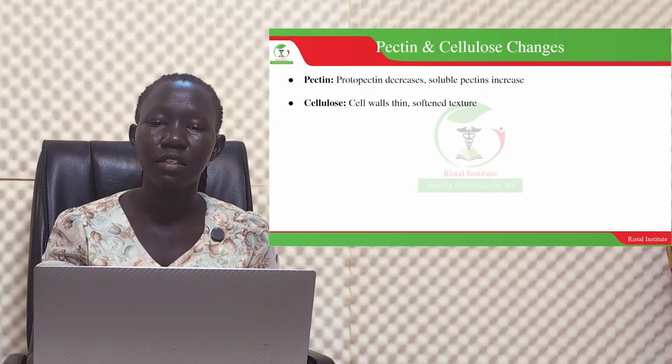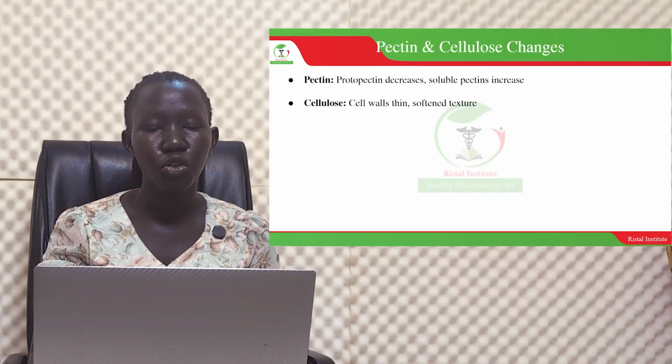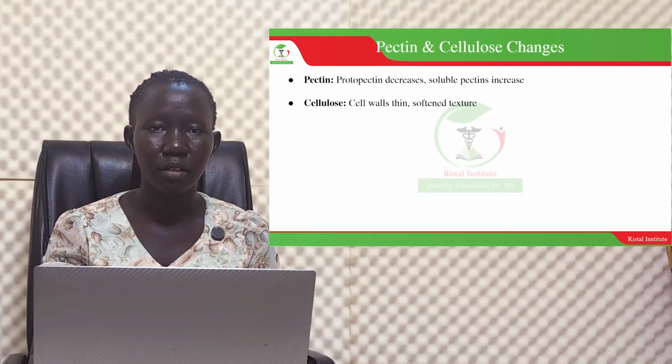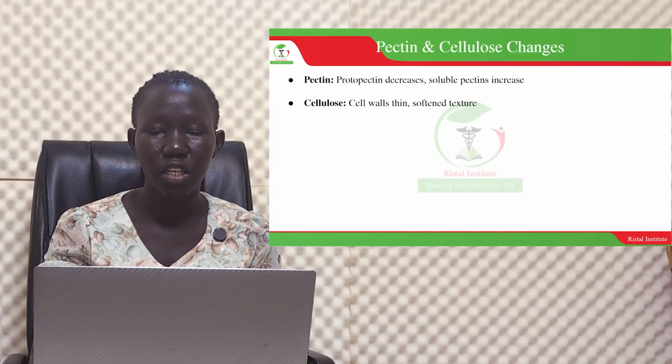Let's look at the pectin and cellulose changes. In the carbohydrates, we have what we call protopectin. This protopectin decreases and the soluble pectins increase. The cell walls of the cellulose thin and then form a soft texture.